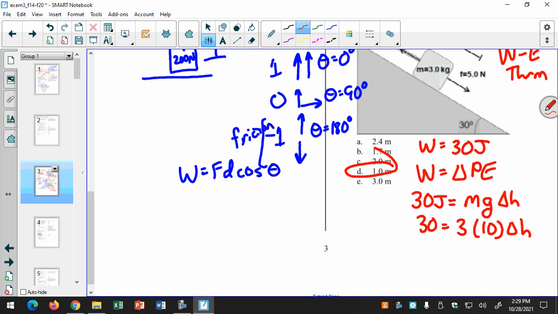This is just like the lab. Remember the lab with the inclined plane? This is exactly what we did in the lab. We had a force pulling it up, and we said, well, that has to equal the weight of the cart times the change in height.